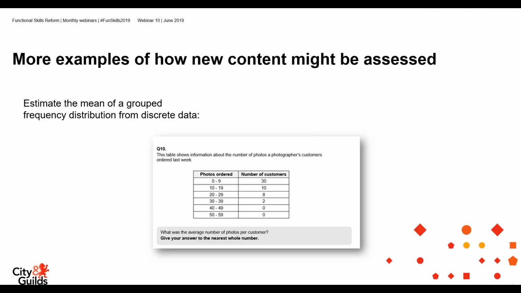And some more examples. And again, this is an example of perhaps estimating the mean of a group frequency distribution from discrete data. So you've got one having to work out the 0 to 9, the 10 to 19, and working out values on the back of those as well, and understanding that it is discrete data.